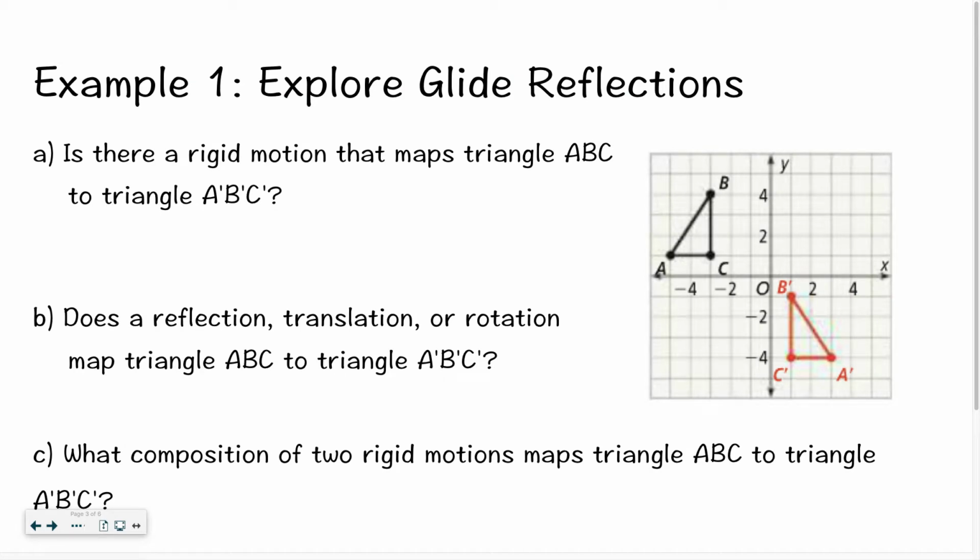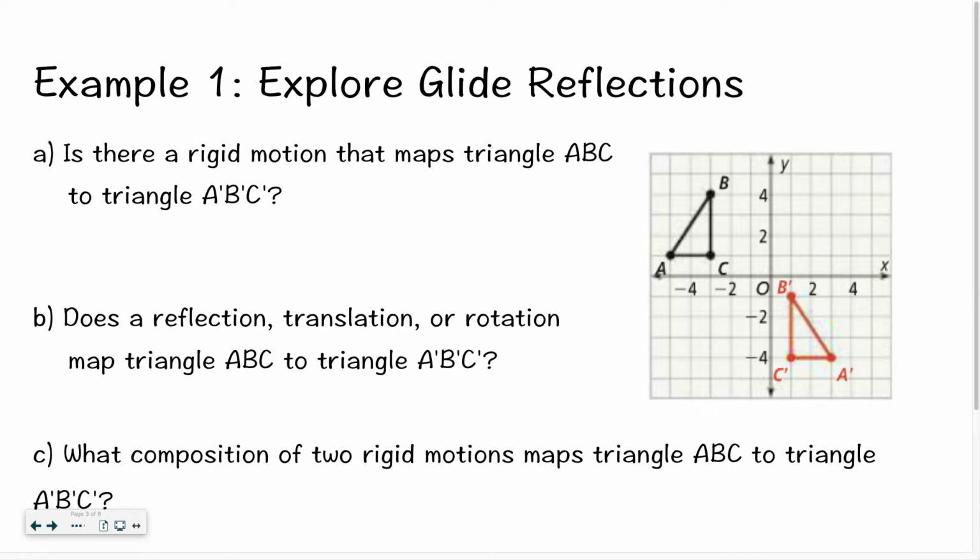So let's start with example 1 and explore some glide reflections. If we look at the graph on the right, we have triangle ABC and triangle A prime, B prime, C prime. So we started with the black triangle and we moved to the red triangle. We want to know, is there a rigid motion that maps triangle ABC to triangle A prime, B prime, C prime? Let's think about the types of rigid motions that we've worked with so far this chapter.